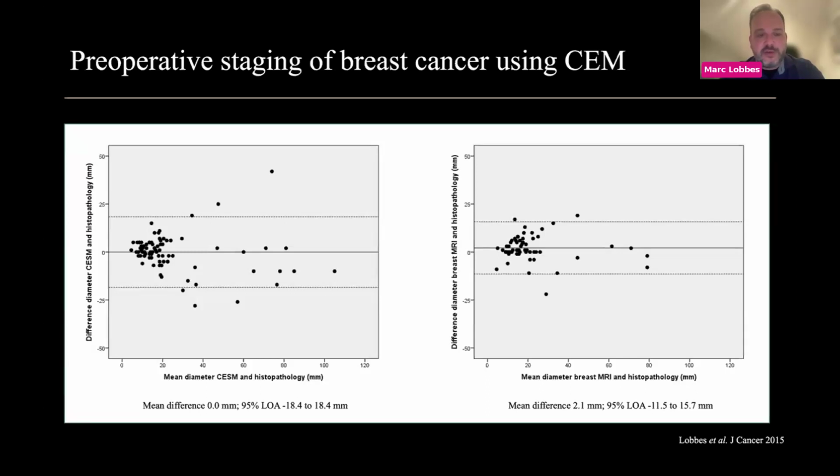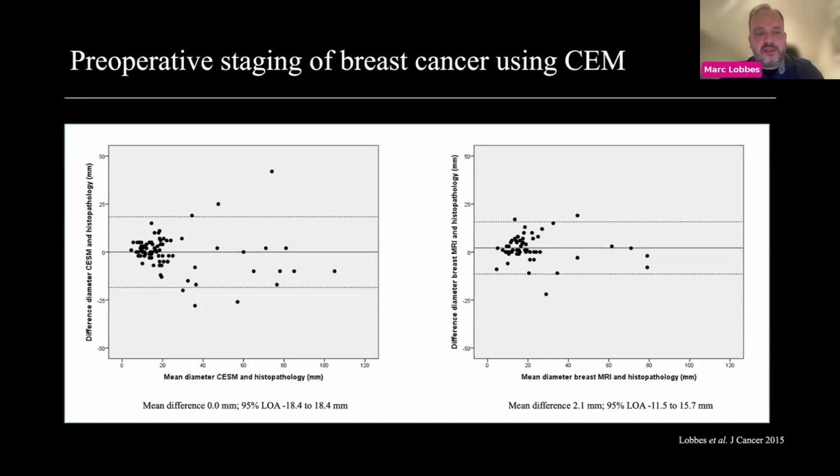So on the x-axis, you have the mean diameter of the contrast-enhanced mammography and the histopathology. So 0 to the other side is a small tumor versus a large tumor. Now, the important thing is that on the y-axis, you have the difference between the size estimates. So for example, if it's 4 centimeters on your contrast-enhanced mammography and 2 centimeters on pathology, your number on the y-axis will become 4 minus 2, which is 2.